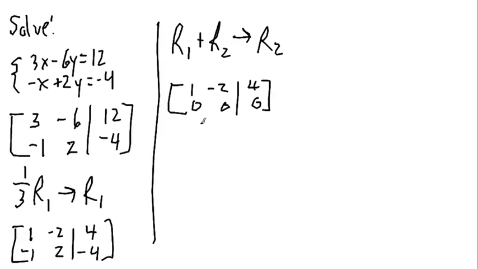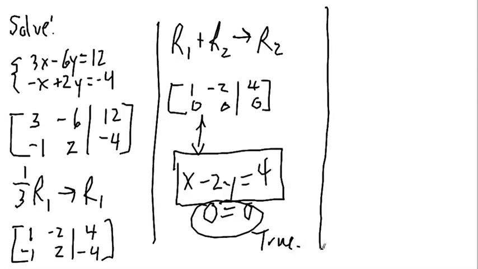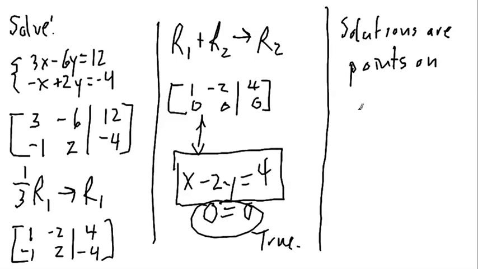What linear equation does this correspond to? That's weird because I've got all zeros in the bottom. The top is x minus 2y is equal to 4, and the bottom just says that 0 is equal to 0. Well, this is true always, so in fact, we're just looking at the solutions to this equation, which are the points on a line. So the solutions are the points on the line x minus 2y is equal to 4.